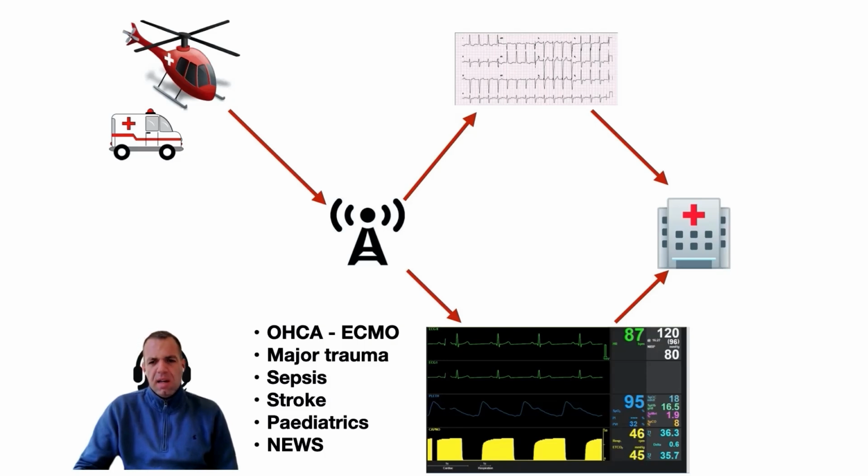Major trauma, you might see the patient is deteriorating en route. The receiving trauma team can clearly see a patient's blood pressure dropping, for example. That means they can get blood products ready. They might get the surgeon ready. They might clear the operating theater. Sepsis, stroke, pediatrics, all the same.